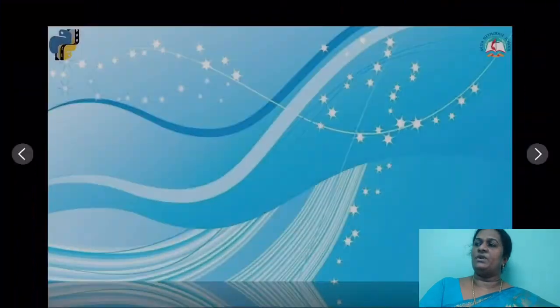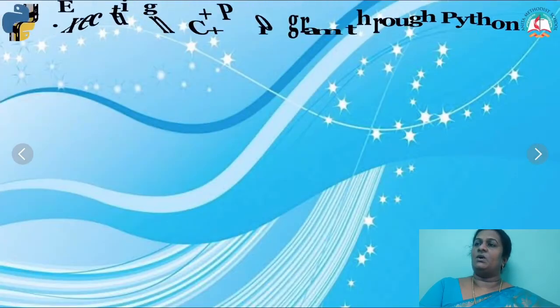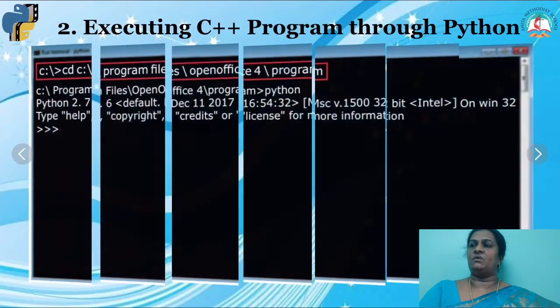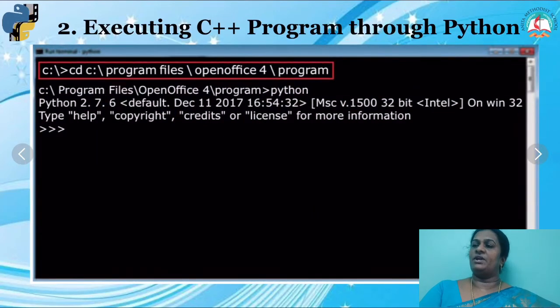After doing this, how do we execute it? Once you do it, with the CD prompt given for Program Files, OpenOffice, Python, whatever program has been stored there will be displayed in the command prompt or run prompt window. Once it is displayed, you can enter your inputs and get your output. This is how the command prompt executes a C++ program.